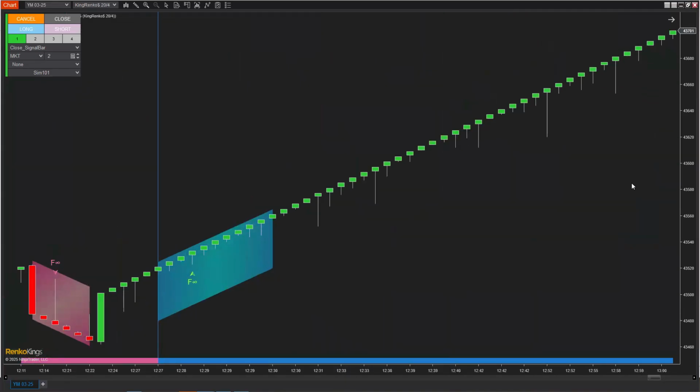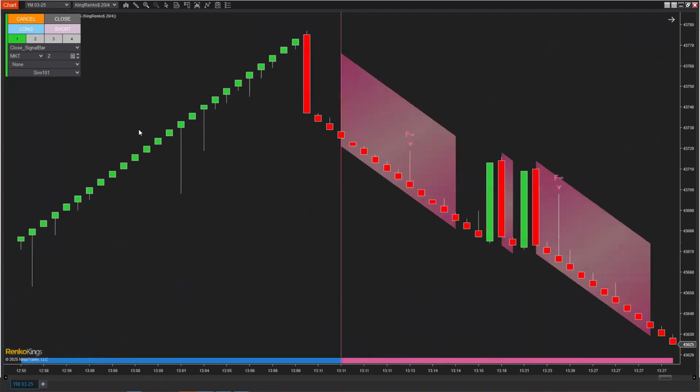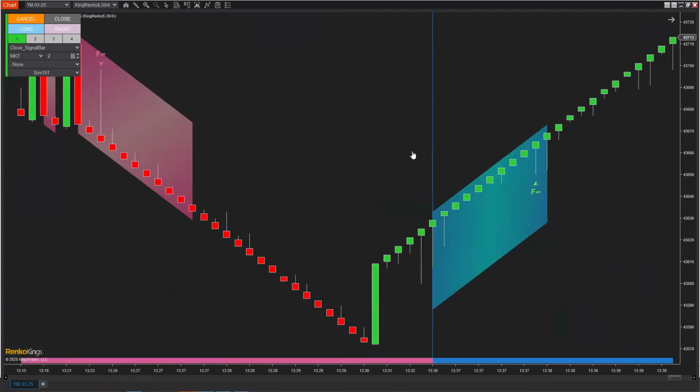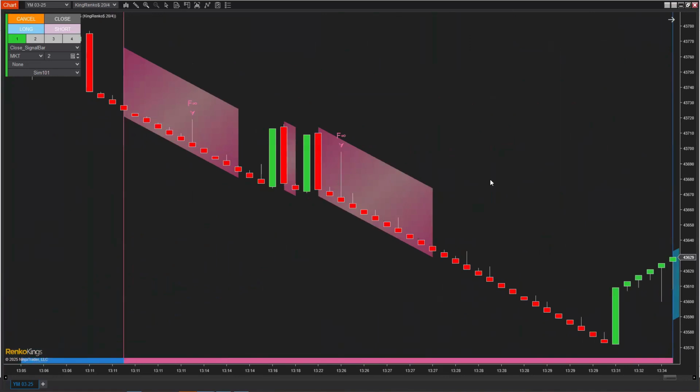A very big long. Look at this one, beast. Then followed by a short, another beast. Look at that. So as I was saying, it's a scalping strategy, but there are some moves that can really catch. Obviously, it depends on market conditions, what the market is doing.